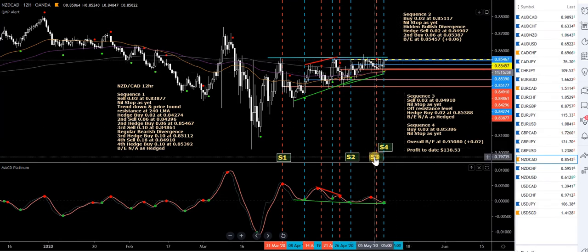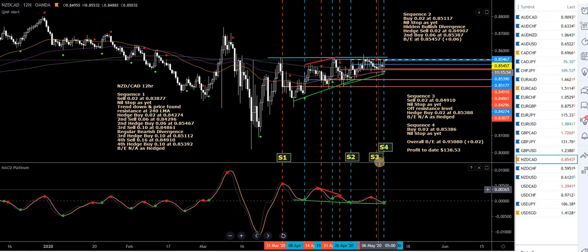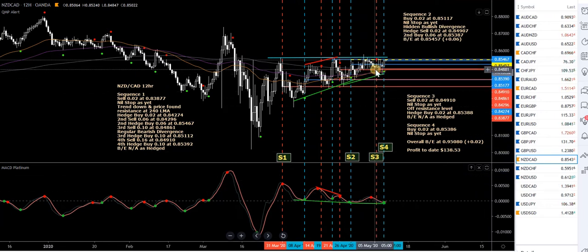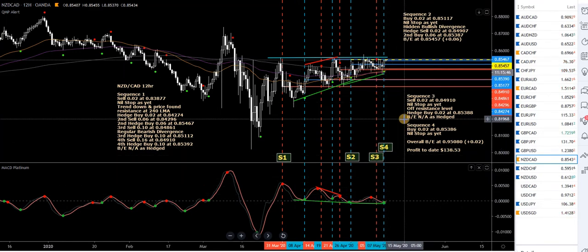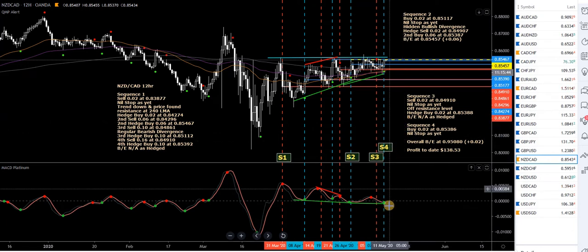Sequence 3 was a hedge buy because it was in a sell in here. It's hard to see, I know. And I took a hedge buy. It's just a bit ugly. And so that's not applicable, that's hedge. And sequence 4 is a new trade.